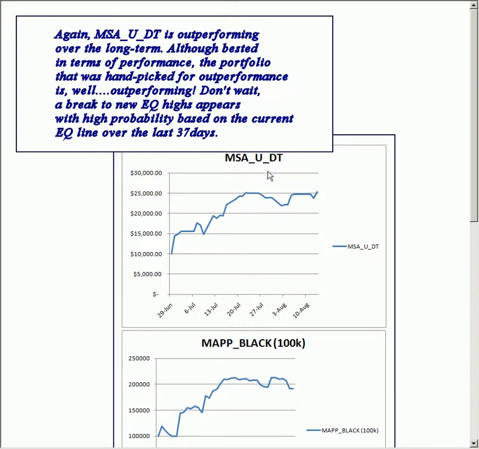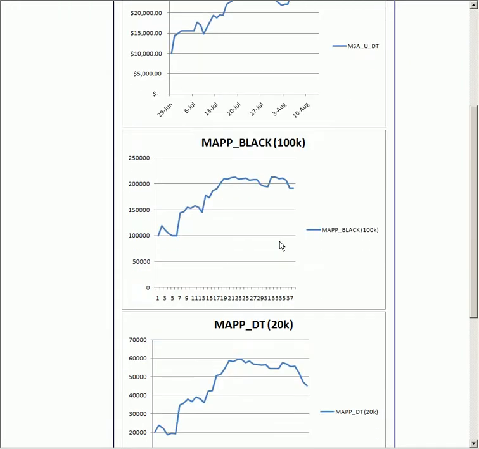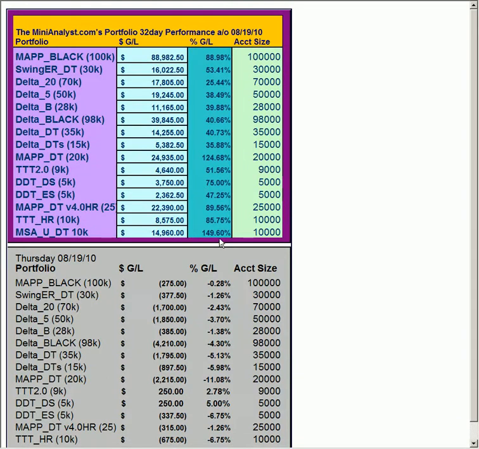But look at the MSA UDT. Plotted that baby, 10,000 up to 25,000. This is now the leader, and this is why we picked the best performing systems that we had going. This actually was lagging behind in terms of percentage gains, as you know, behind the MAPDT, but look at the risk, the wild swings that you get, the standard deviation, as it were. But the MSA UDT is now at the forefront with 149% gain over the last 32 days.